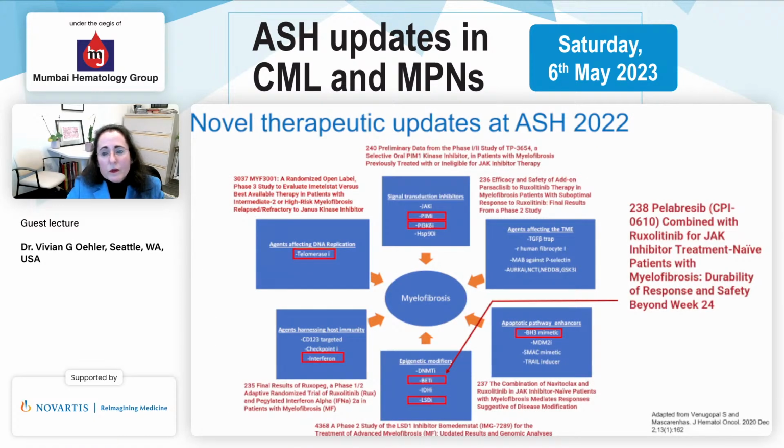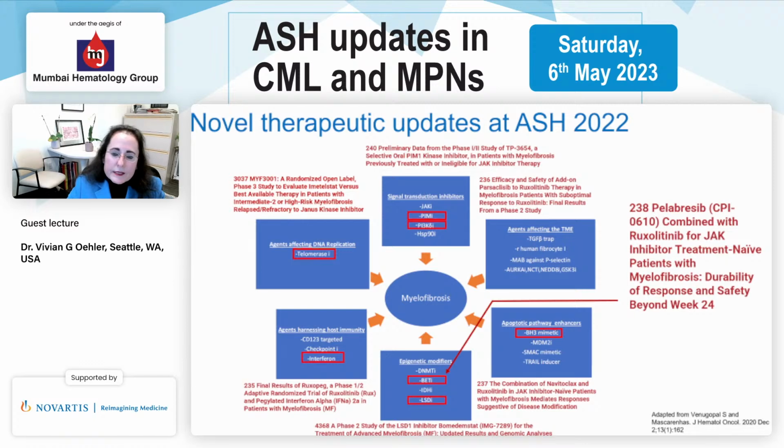So with this background, there were a large number of clinical trial updates for various therapeutics with activity in myelofibrosis at the ASH 2022 meetings. And I've summarized these here. These included updates of signal transduction inhibitors such as PI3K delta inhibitors, the telomerase inhibitor imetelstat. We also heard long-term results of combinations of Besremi, which is a pegylated interferon alpha 2A, together with ruxolitinib, and Besremi was recently approved in the EU and the US. We also heard updates on apoptotic pathway inhibitors such as navitoclax and epigenetic modifiers, including the BET inhibitor pelabresib.